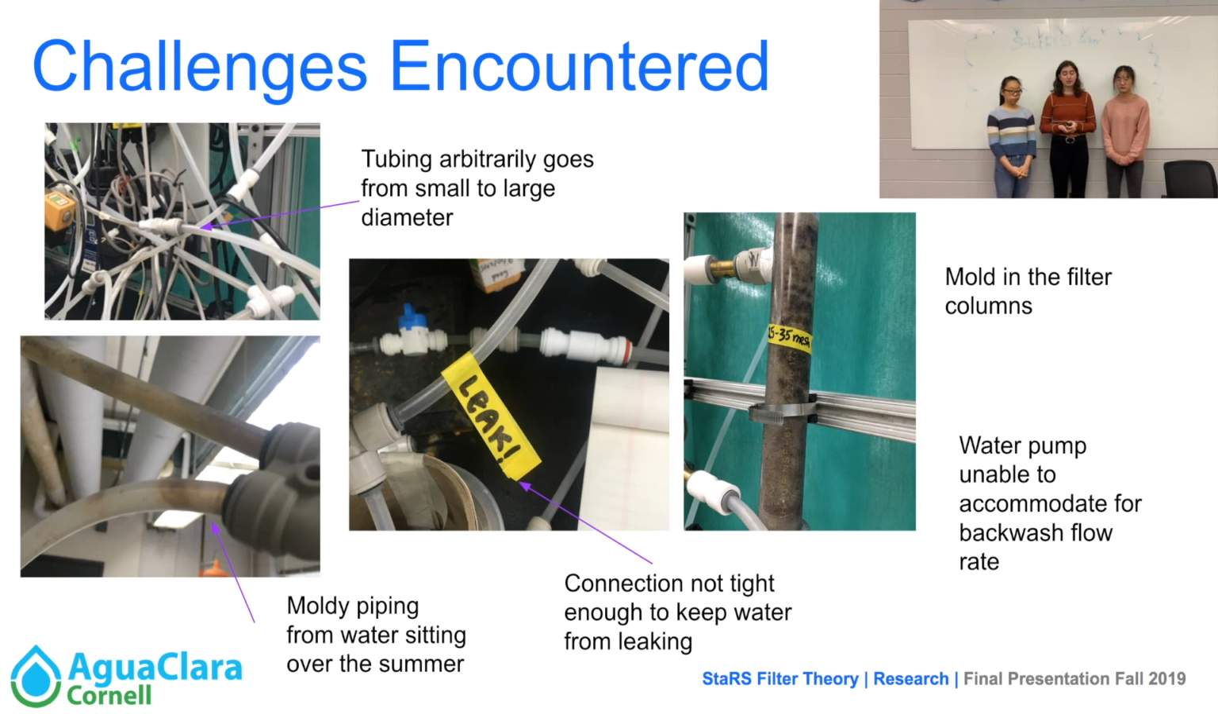Also, water had been sitting in the system for the summer, and so there was mold growing, both in the pipes themselves and in the actual filter column, as you can see in the picture on the right. And then we were finding leaks throughout the system, just from connections that were either worn out or not tight enough. And then the last problem we were having was that our water pump wasn't made to flow fast enough for the backwash phase, because water flow in backwash is 7 times faster than in forward flow, and our pump could account for forward flow but not the 7 times faster.